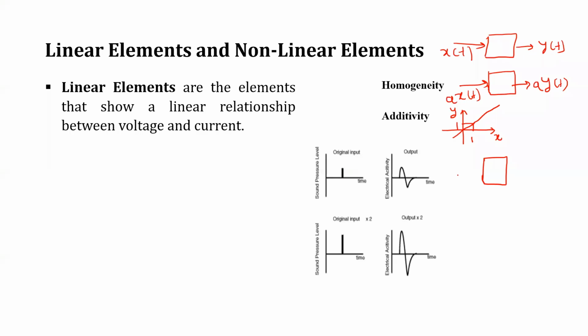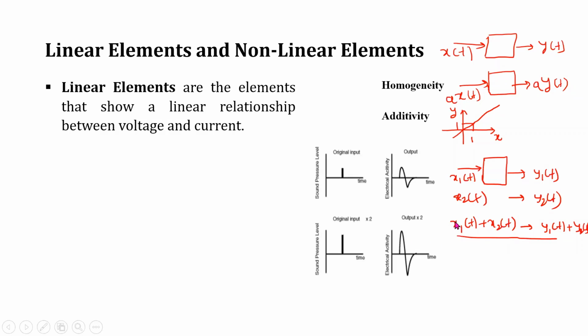So consider a system. For this system, x1 of t is given. As a result, y1 of t is the result. And for that system, x2 is provided. As a result of x2, y2 is the result. Then if input is the sum of x1 and x2, then output must be y1 of t plus y2 of t. If this is the case, we can say that the system is additive in nature. So if you want to say that the system is linear, then it should be homogeneous and it should follow additivity. I hope I'm clear with the concept.